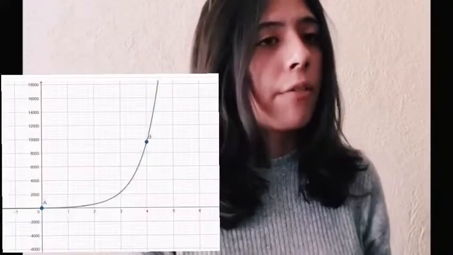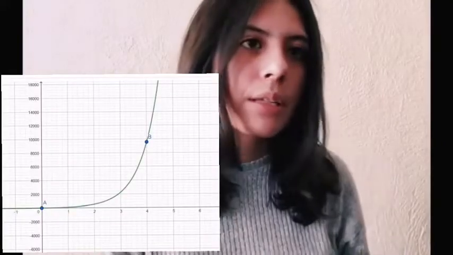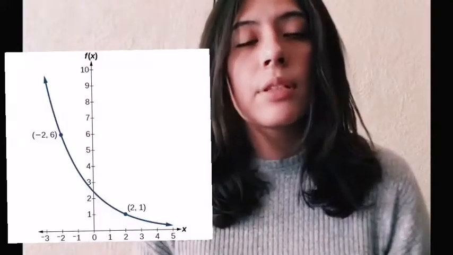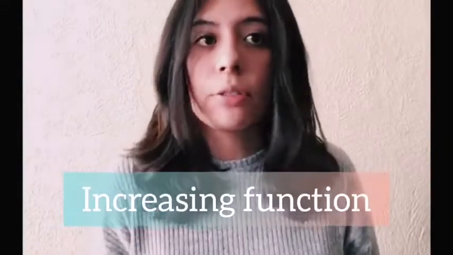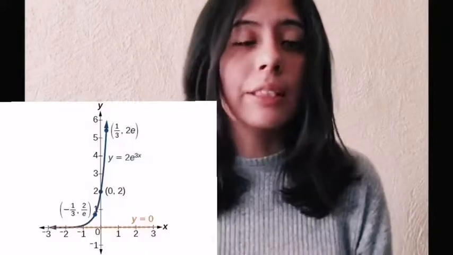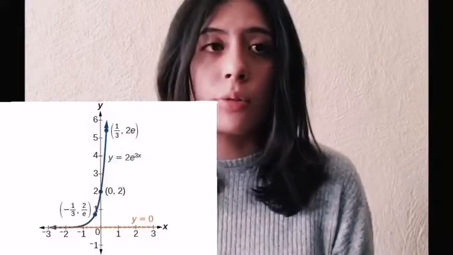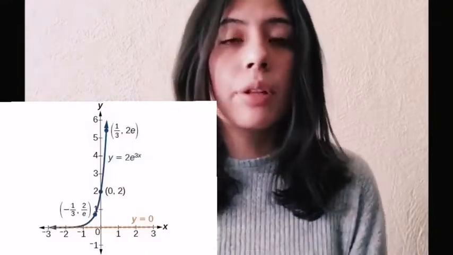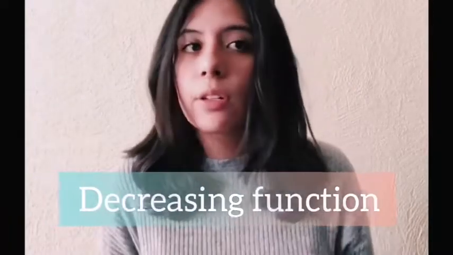If the base is greater than 1, then the graph grows taller as it moves to the right, and as it moves to the left, the graph becomes shorter. This is what we call an increasing function. And if the base is smaller than 1, then the graph slopes down as it goes to the right. And as it moves to the left, the graph becomes taller. This is what we call a decreasing function.